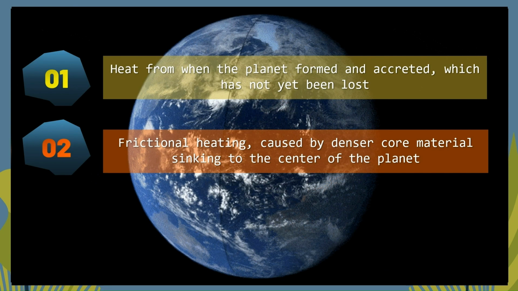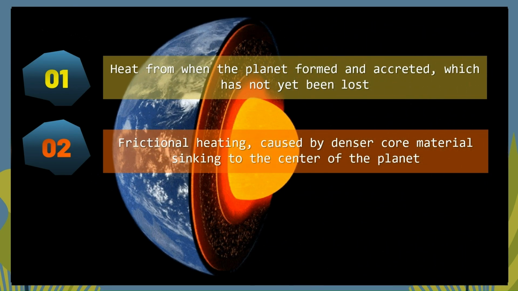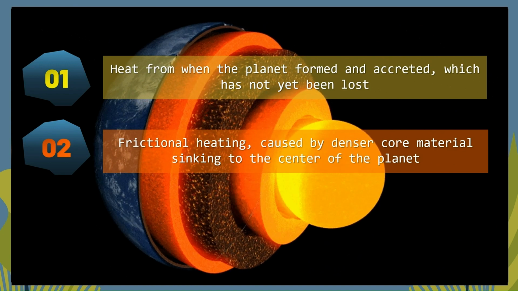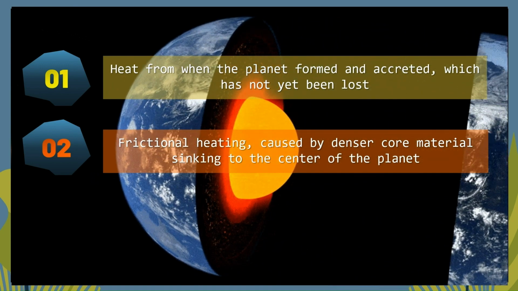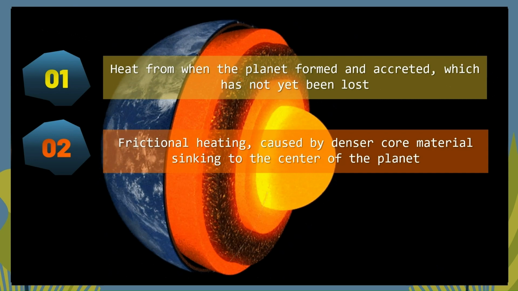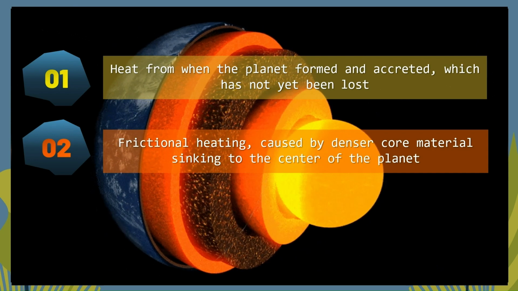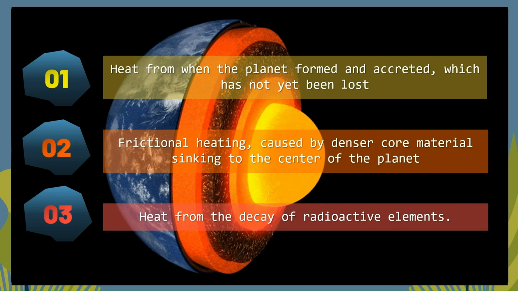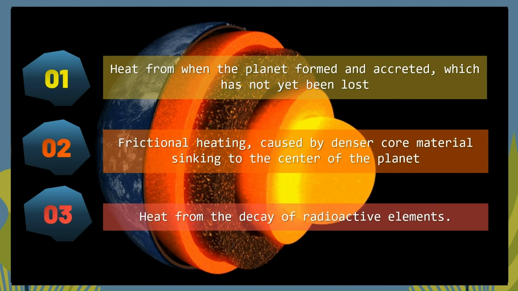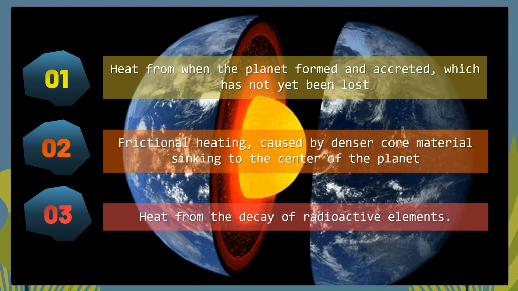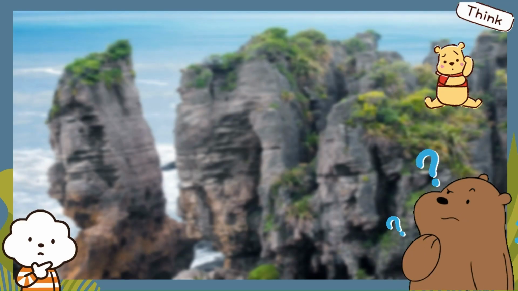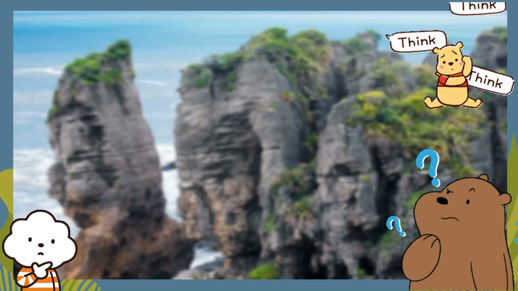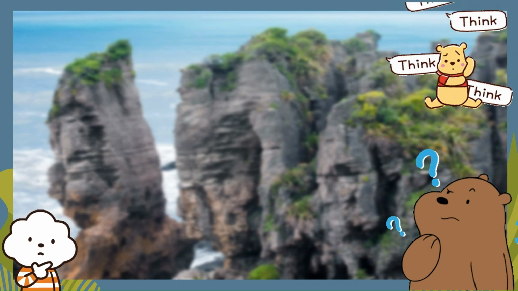Second, frictional heating caused by denser core material sinking to the center of the planet. By means of friction, di ba? When you simply rub your hand with your other hand, no? So, friction yun, sample lang, no? Di ba? Umiinit yung palad natin. So, paano pa kaya dyan na yung ating core is rotating so that it will have the friction. So, mainit talaga. Yan, by means of friction. Third, heat from the decay of radioactive elements, like what? Like uranium. So, uranium is like a decaying material, or radioactive decay. Yan. Na yung radioactive decay is producing the heat, na kung saan one of the reasons why the Earth's interior is still hot.